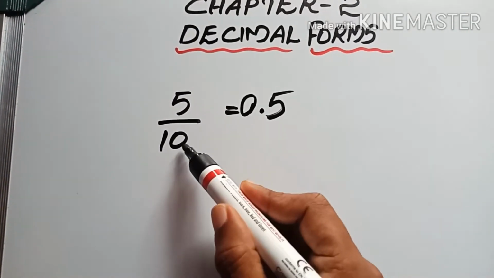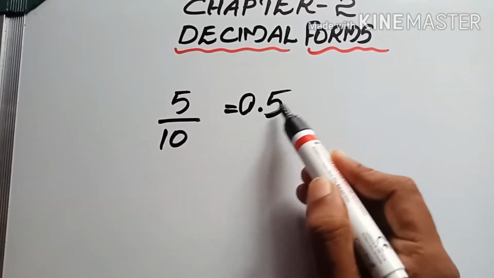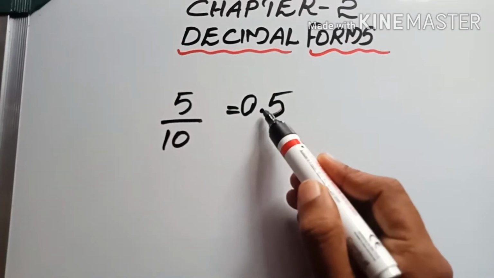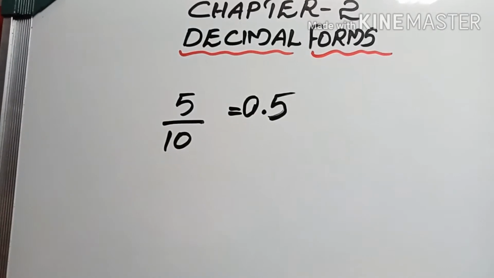Okay, count the number of zeros. That number you have to consider here. If only one number, before that one number put a point, then put a 0. This is the decimal form of 5 by 10.